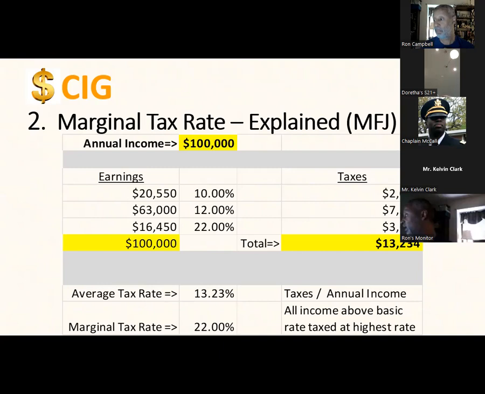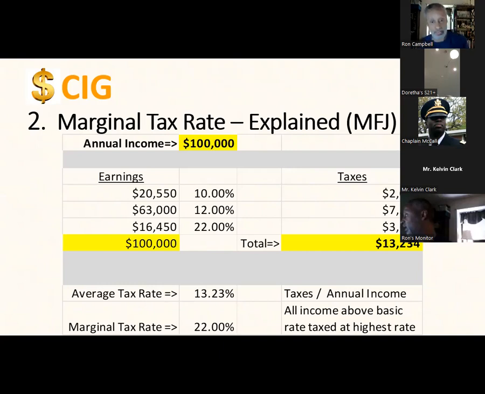Got it. So if a person was making $101,000, that $1,000 would be taxed at 22%. Exactly. Absolutely. So at some point, it becomes a point of diminishing returns of earning additional income, unless you're going to change brackets. That makes sense?